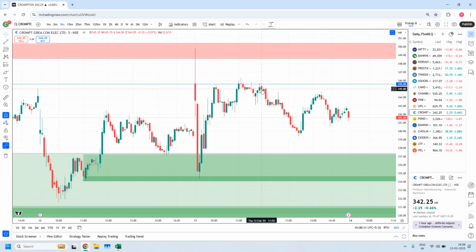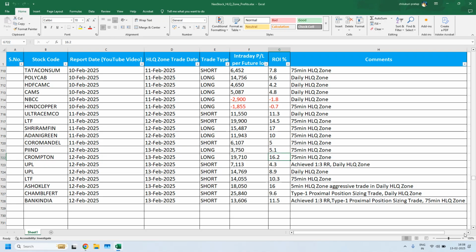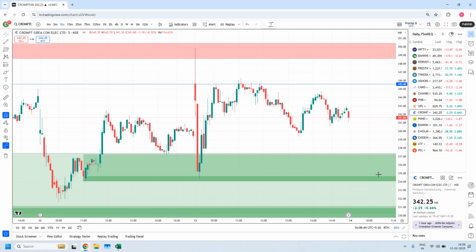See, these are the exit strategies when prices are not reaching your target zone. So this is one point you have to remember. So this is a perfect trade, Crompton. And next we will discuss PI Industries.